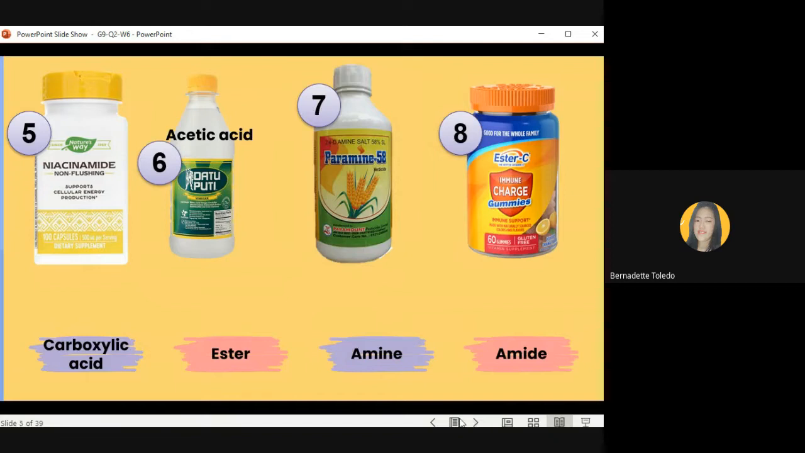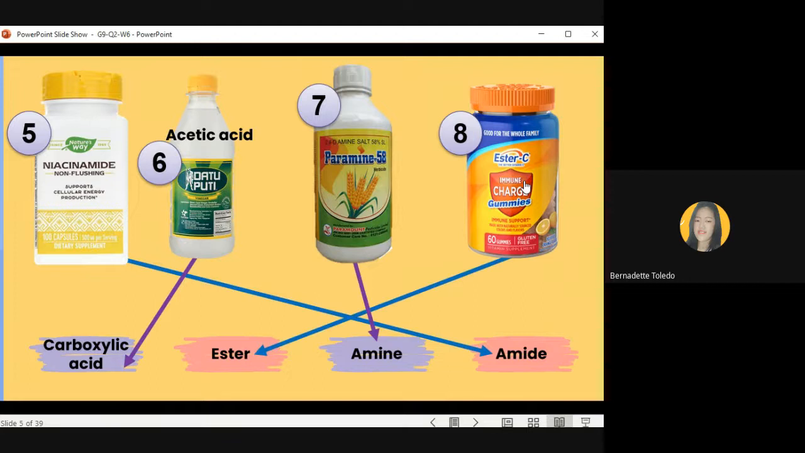Next one, cyanamide is an example of amides. Acetic acid is an example of carboxylic acid. Paramine is an example of amine, and ester C is an example of ester.